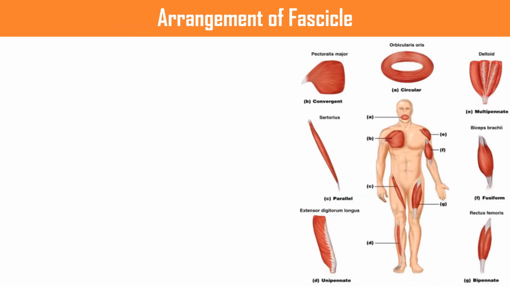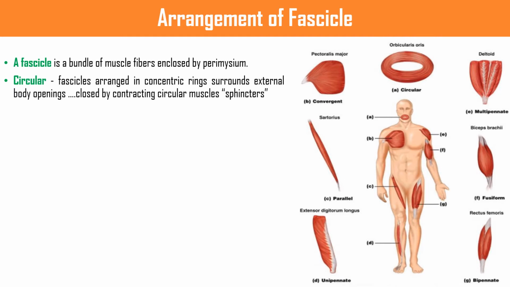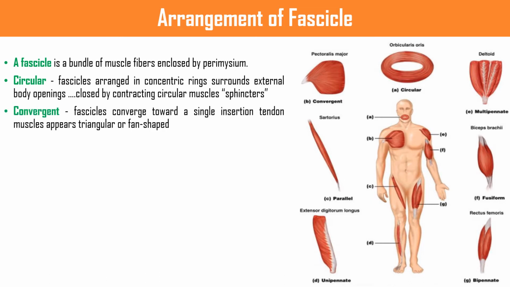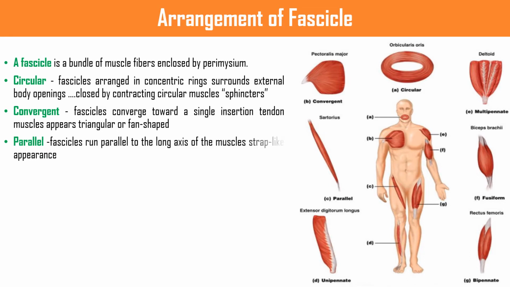Then we have arrangement of fascicles. A fascicle is a bundle of muscle fibers enclosed by perimysium. First one is circular. Fascicles arranged in concentric rings surround external body openings, which are closed by contracting circular muscles or sphincters. Then we have convergent fascicles. Convergent fascicles converge towards a single insertion tendon. Muscles appear triangular or fan shaped.